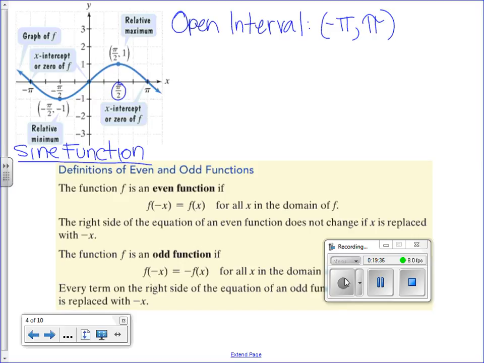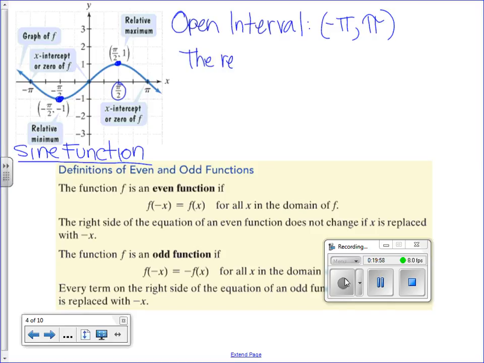So let's answer the question, what is the relative maximum and what is the relative minimum? And so here, of course, we're going to look at the lowest point, which is here, and the highest point, which is here. Now, the answer needs to be worded as follows.